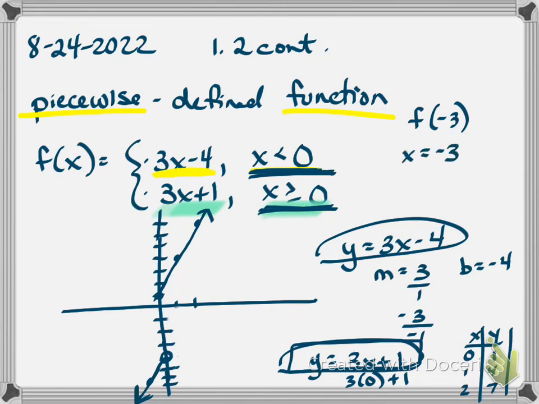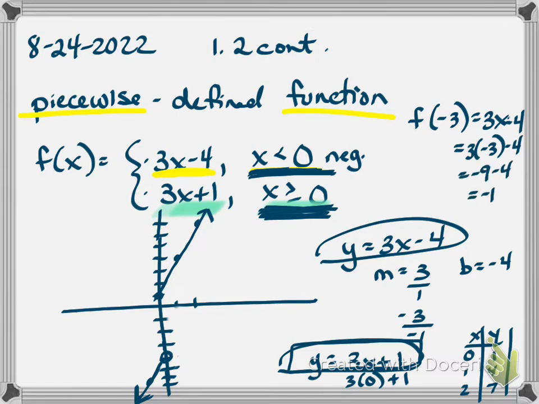So which one of these x values here works? Well, it's less than, right? This is the negatives. So I'm going to plug it into the top half. So I'll be using the 3x minus 4 piece of the piecewise function. My 4 didn't copy very well. So we're just going to plug in negative 3 for x. So that's 3 times negative 3 minus 4. Negative 9 minus 4, negative 13 for f of negative 3.